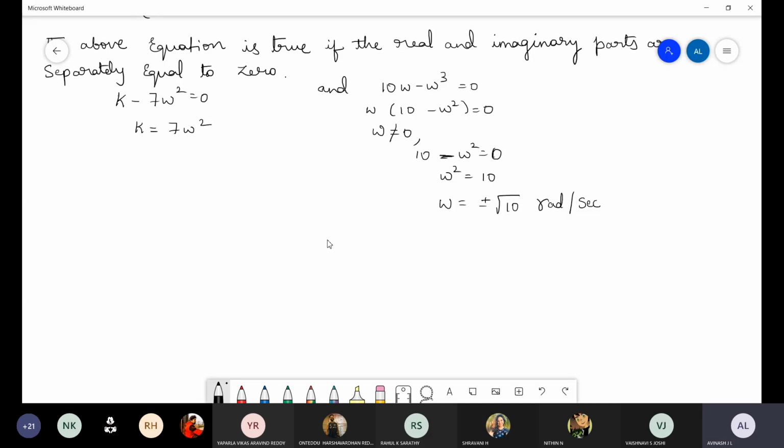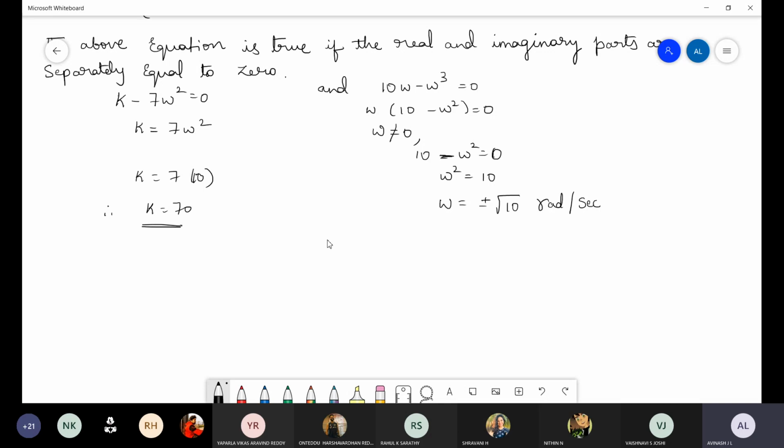So omega square equal to 10. So obviously k will be equal to what? 7 into 10. So K equal to 70. So the range of k is what? 70. So that is 0 to 70.